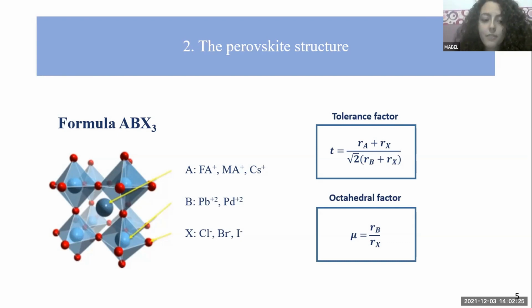There are two important factors to study the possibility that a perovskite structure is obtained: the tolerance factor, which is calculated to study the formability of halide perovskite, and it is defined as shown on the screen, and the octahedral factor, which is the ratio of the big cation radius and the halogen radius. It assesses whether the B-side cation can fit within the octahedral hole of the X-side anion sublattice.